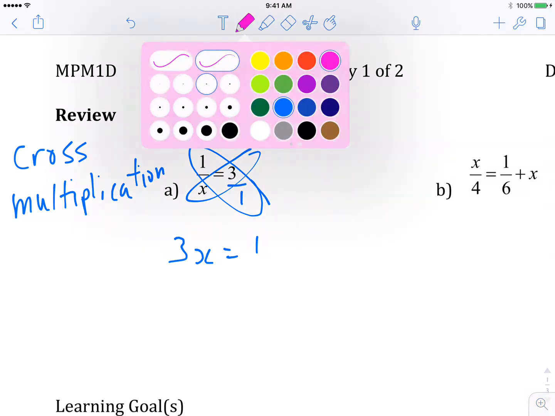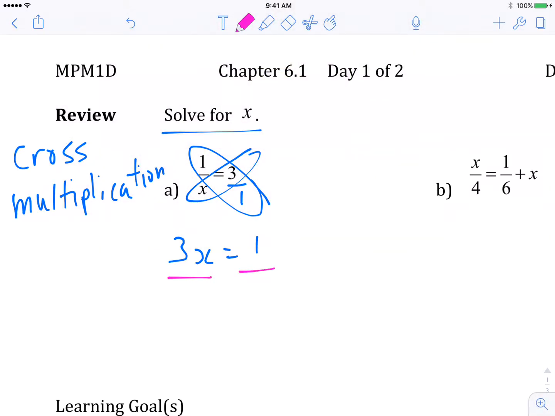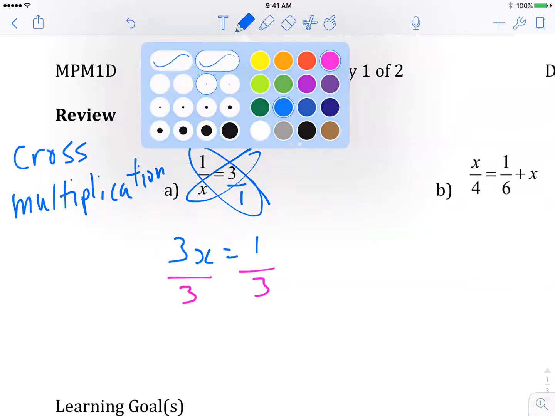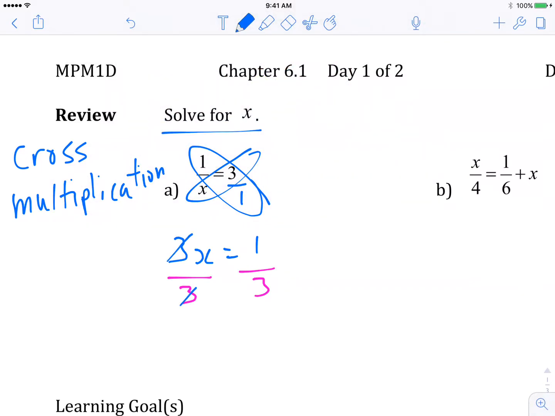And now we want to divide both sides of the equation by 3, and this way isolating our x. So 3 divided by 3 we know is 1, so we're left with technically 1x, but we don't write the 1 in front because that's not good form. So x equals 1/3, and that's our final answer.